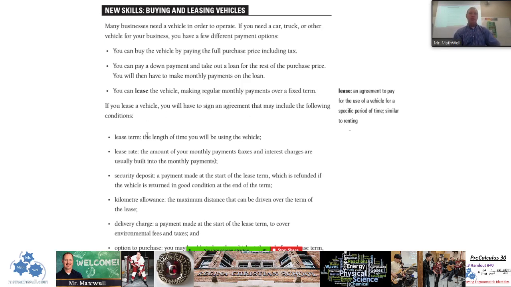A lease term is the length of time that you're going to rent or lease a vehicle or whatever. The lease rate is the amount of your monthly payments. So whatever you pay per month, that's your lease rate.